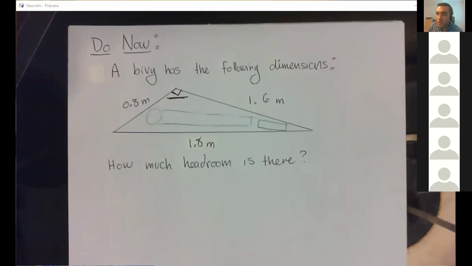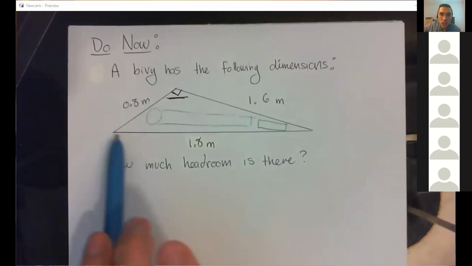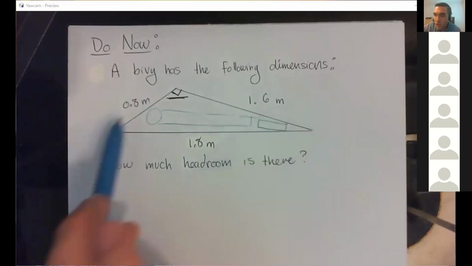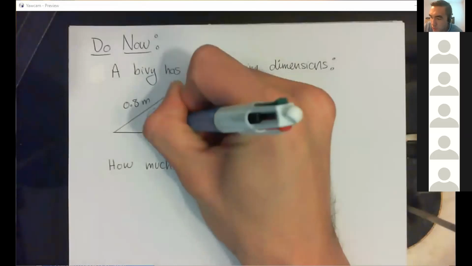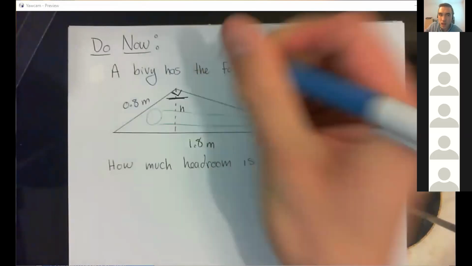So my question is, how much headroom is there on the inside of this bivy if the lengths are 0.8, 1.6, and 0.8, which is the same as me saying, well, how tall is the bivy when it's set up? What is that height there at H?